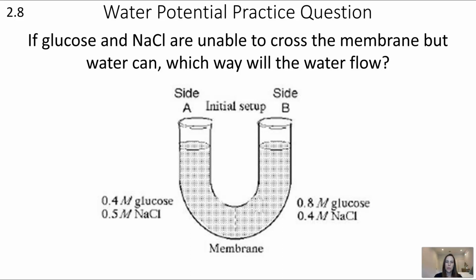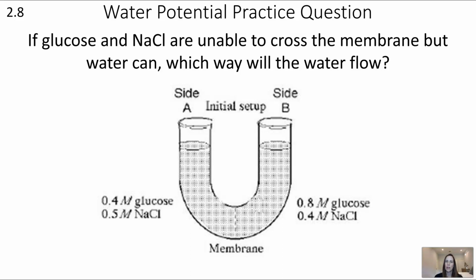So if you notice, both of these are open to the environment, and so they're going to have a pressure potential of 0. So in determining where the water is going to flow, in determining water potential, all we need to worry about is the solutes. Now, because it's part of the same tube, we can assume that the temperature is the same, and we can assume that the R value stays the same on both sides. So in that negative iCRT, all we need to worry about is the i, the ionization constant, and the C, the concentration of both sides. So let's take a look at that.